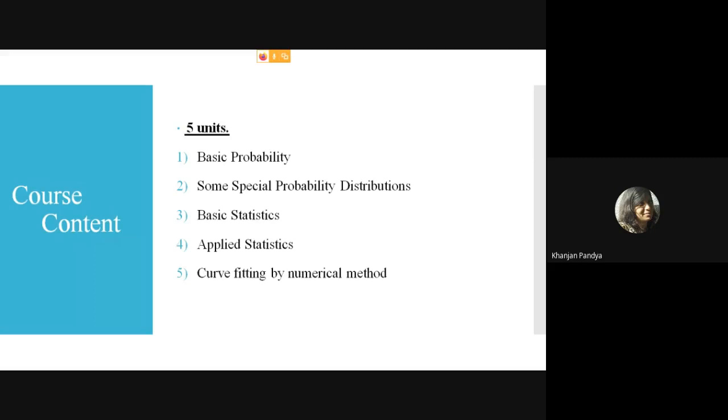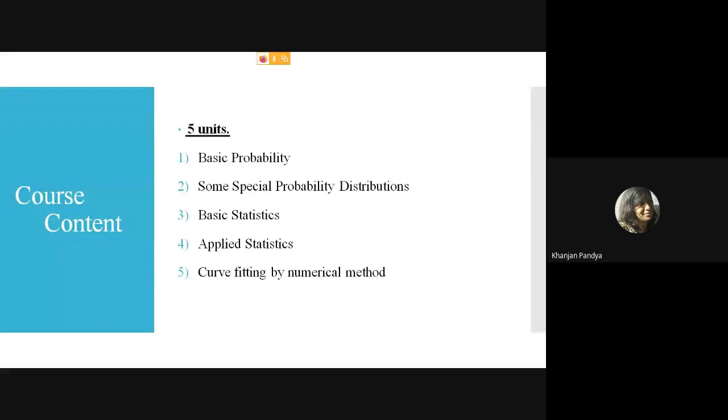In basic probability, you will have to understand what is an experiment, what is a random experiment, what do you mean by probability, what is conditional probability, what are independent events, Bernoulli trials, and continuous random variables. We'll be studying both continuous random variables and discrete random variables in basic probability.